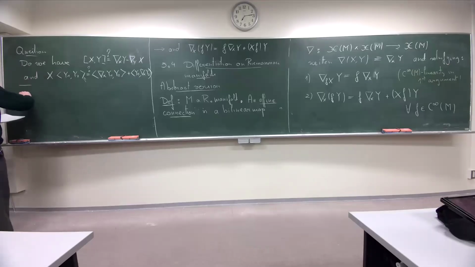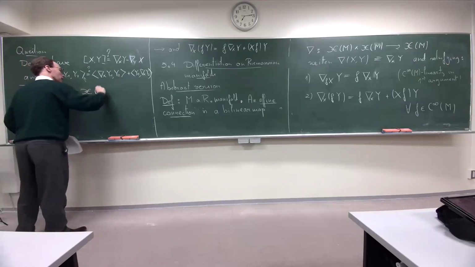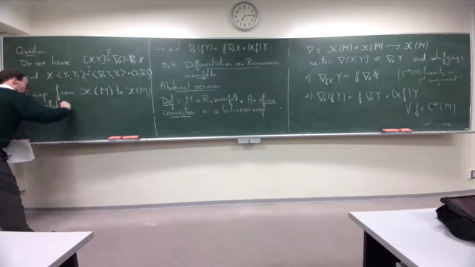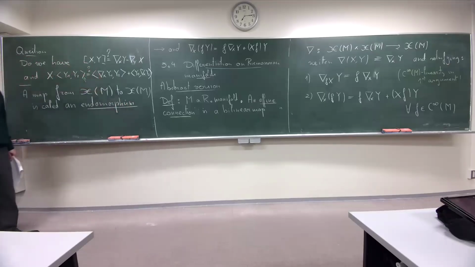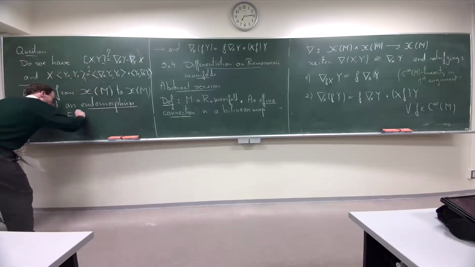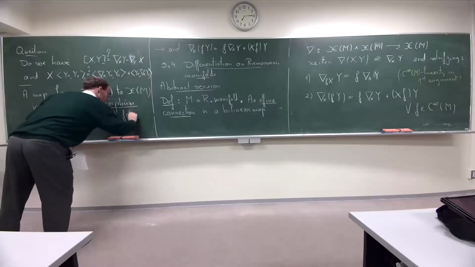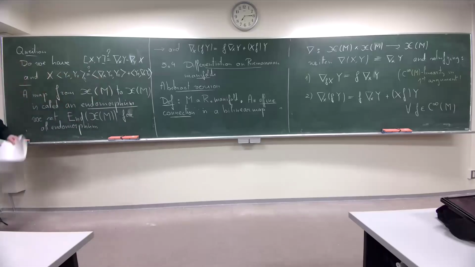I need to define one more thing. A map from X(M) to X(M) is called an endomorphism. We have seen morphism; when it's from an object to itself, we call it endomorphism. This word will reappear. And we set End of X(M) for all endomorphisms. This is not really important, but I will just use this word once. So it's a map from a set to itself. In this context, we call it endomorphism.